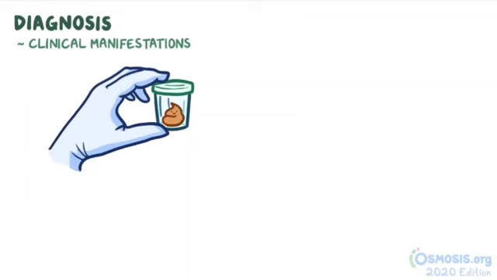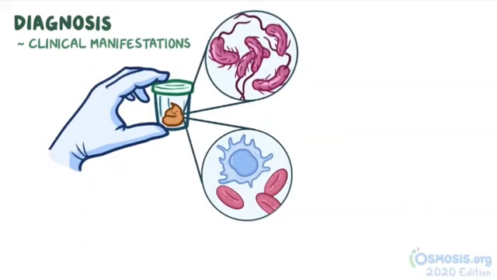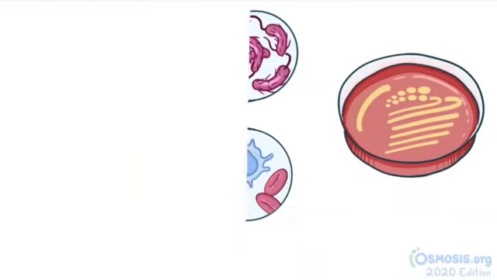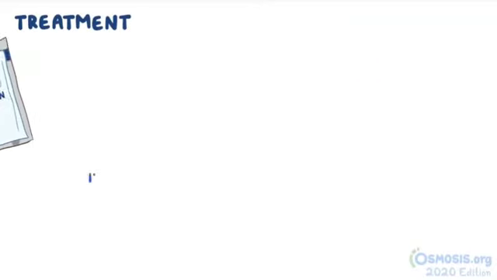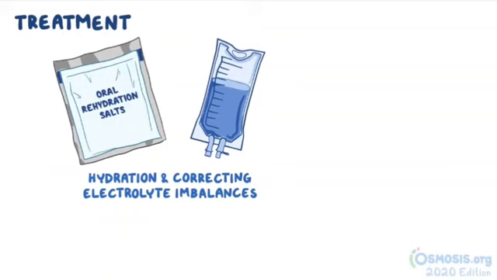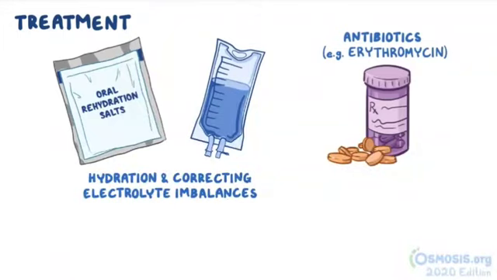Campylobacter jejuni infection is diagnosed based on clinical manifestations plus direct examination of a stool sample, which shows gram-negative, comma-shaped bacteria and also white and red blood cells in the stool, or by isolating the bacteria on cultures. Now, since the infection usually resolves on its own, treatment usually relies on hydration and correcting any electrolyte imbalances that may occur as a result of diarrhea and vomiting. With severe infection, antibiotics like erythromycin can be used.